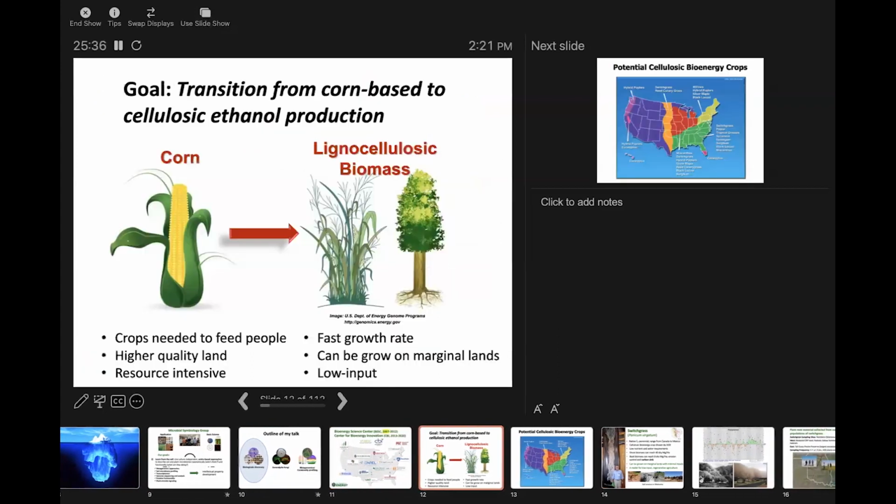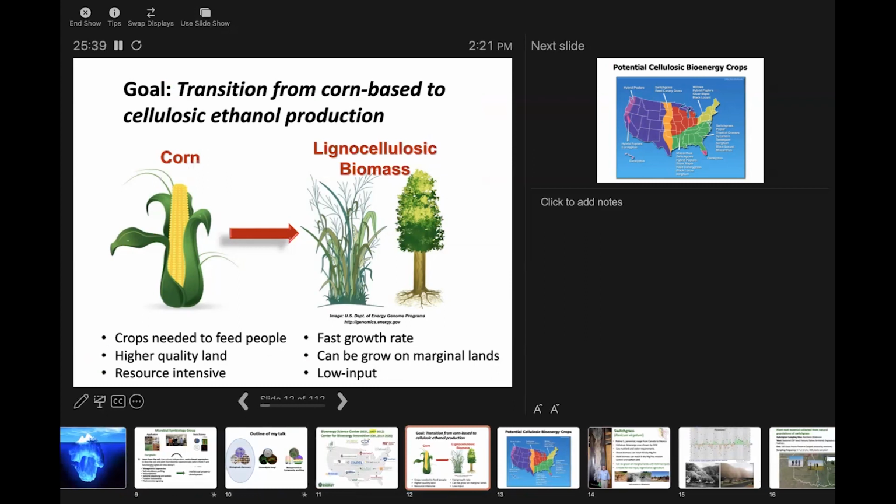Now, why do you want to use anything besides corn? This is all that's used right now. Why? Because it's easy to digest. It's all starch. Starch, microbes, you throw in some yeast, it'll tear it up. But what about the complex carbon that's in the green stuff? That's also available to make biofuels out of it, but it's not as simple, right? It takes more energy input. And so we need to use the land that we can grow corn on to feed people, okay? That goes on higher quality land, but it's resource intensive.